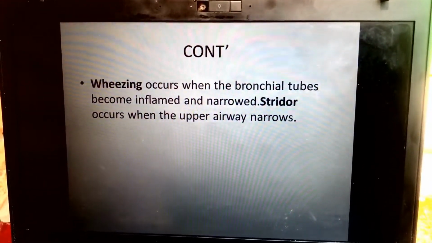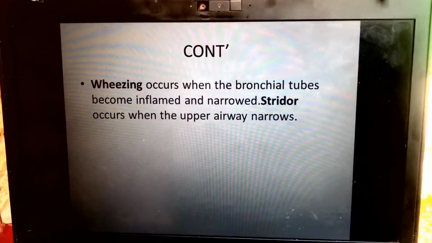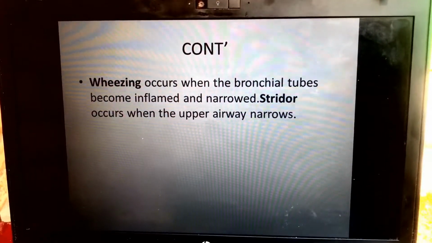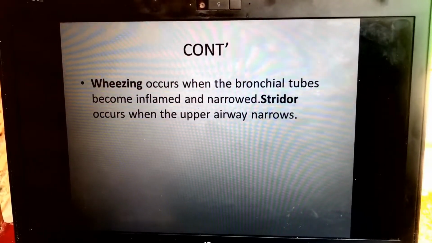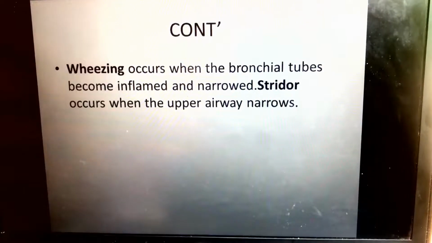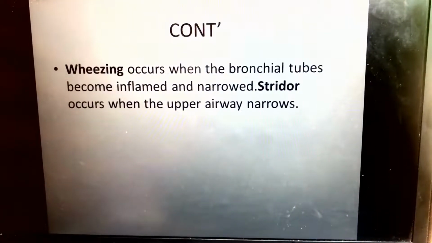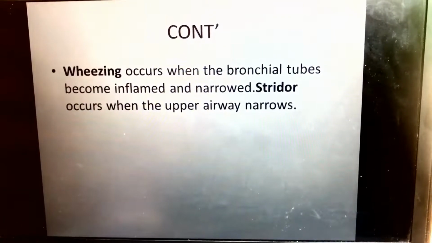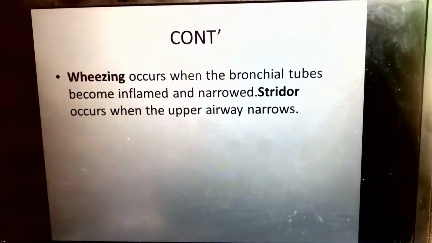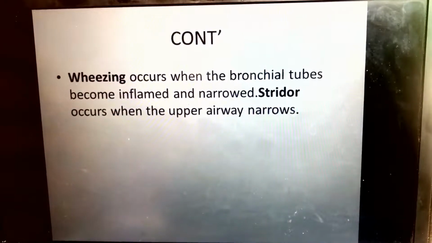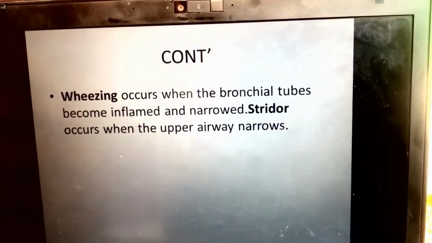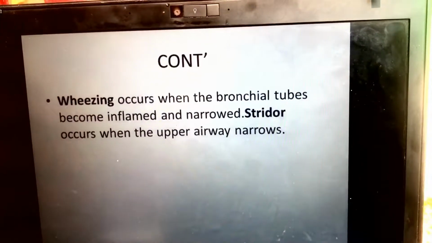Wheezing occurs when the bronchial tube becomes inflamed and narrowed. Stridor occurs when the upper airway narrows. Remember that the difference between wheezing and stridor is that wheezing is heard when the client is exhaling, while stridor is heard when the client is inhaling. There is some difference between wheezing and stridor, but both indicate inflamed and narrowed airways.